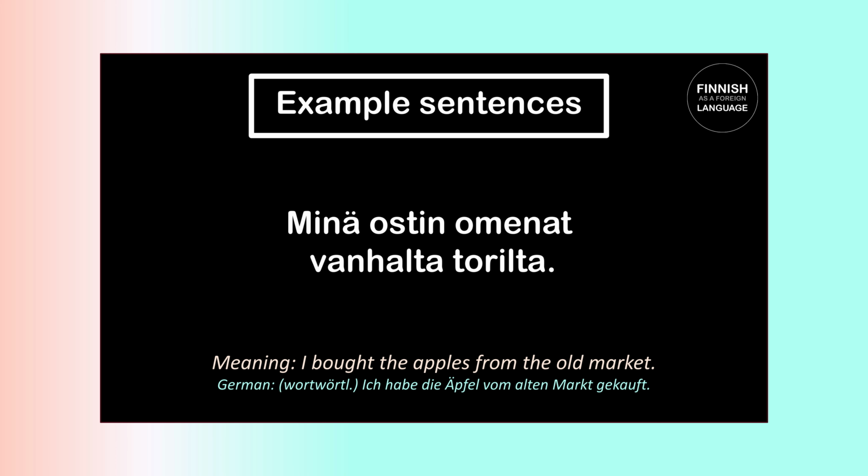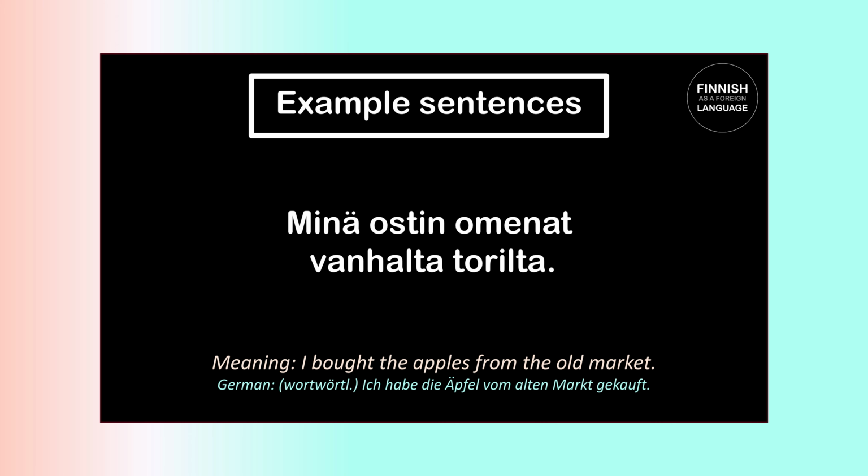Next one. Minä ostin omenat vanhalta torilta means I bought the apples from the old market. Minä ostin, I bought. Again, ostin is the first person singular past tense of the verb osta, which means to buy. Omenat, the apples. Here we are talking about a specific amount of apples, which is why we have to use the T plural or nominative plural here. Vanhalta torilta means from the old market. Here we use the ablative case because the market is an open place.